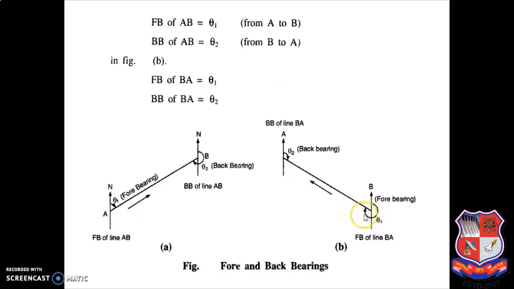In the same way you can see this figure. Here the direction of survey is this. This is the forward direction of survey, and this is line AB. Here theta 1, the angle we are measuring with respect to the north direction, is called the forebearing for line BA, and theta 2, the angle which we are measuring with respect to the north direction, is called the back bearing, because we are measuring in the reverse direction of survey, the backward direction of survey. So this is a very simple example of forebearing and back bearing.